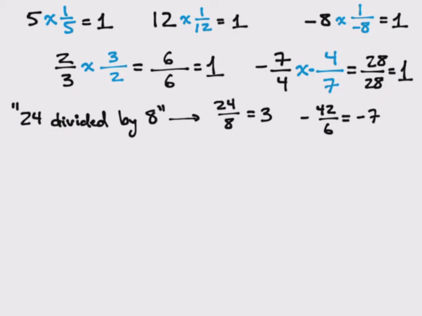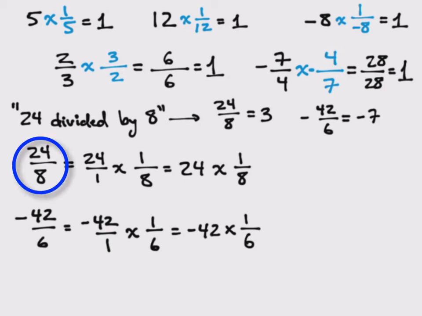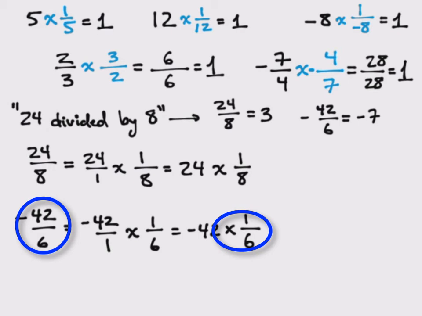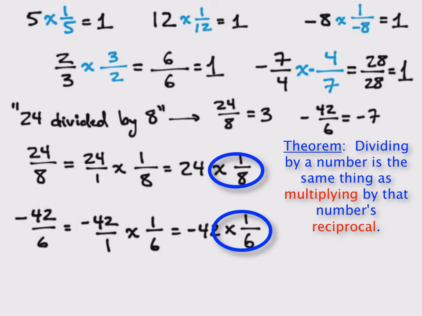But there is something I want to point out about what just happened when we divided, and using a fraction to write division is really going to help us make this connection. My claim is that 24 divided by 8, or 24 over 8, is the exact same thing as 24 times 1/8. Or similarly, negative 42 divided by 6, or negative 42 over 6, is the exact same thing as negative 42 times 1/6. In our first example, dividing by 8 was the exact same thing as multiplying by its reciprocal 1/8. Or, for negative 42 over 6, dividing by 6 was the exact same thing as multiplying by its reciprocal 1/6. And this is actually going to be true all of the time. In general, dividing by a number is the exact same thing as multiplying by that number's reciprocal, or multiplicative inverse.